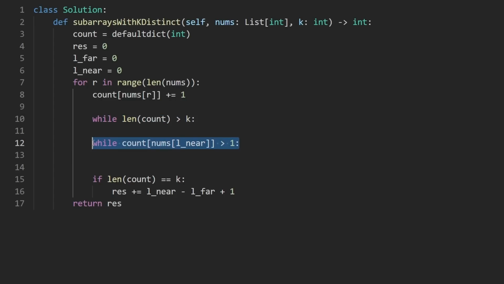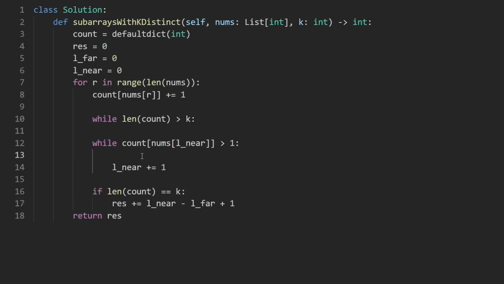Let's start with this one. I think it's easier. This would be pretty straightforward. We would of course increment the left near pointer, but not before we update the count of the element at that pointer. So just like this, decrement the count by 1. Since we're only going to decrement the count if we have an extra occurrence of that element, we don't have to worry about popping it from our hash map. So that's why I said this is the easy part.